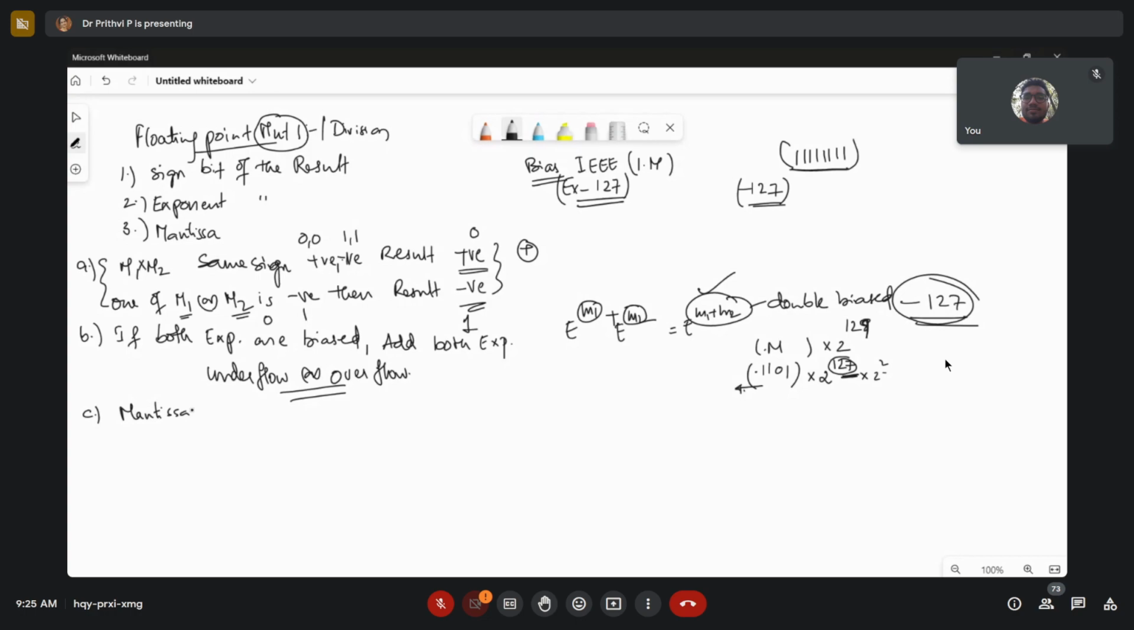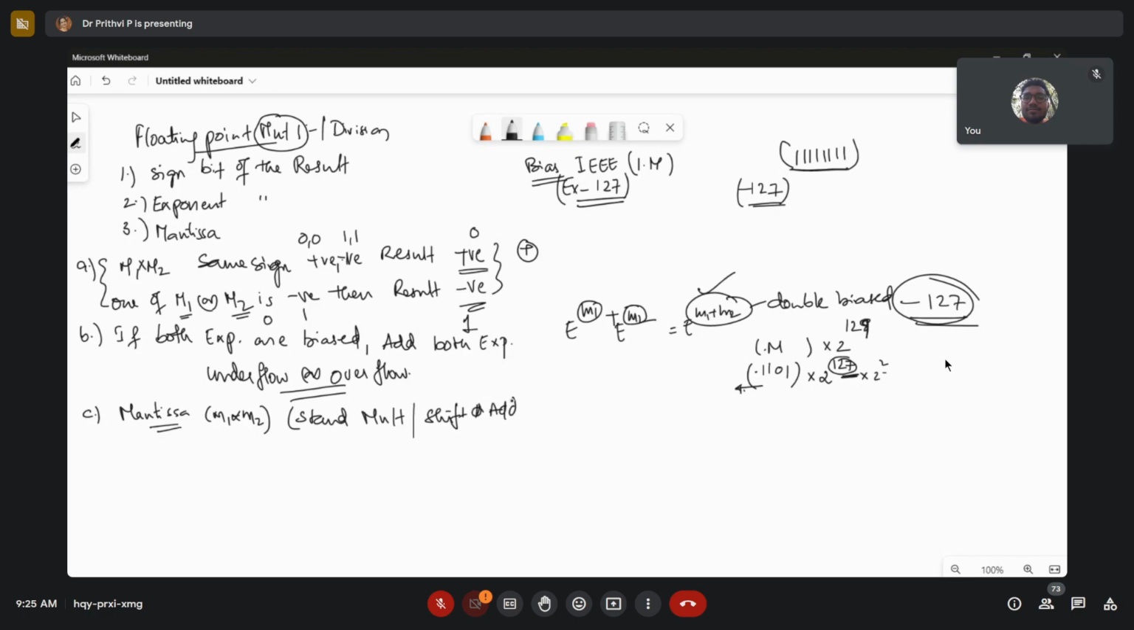Finding the mantissa of the product. This is the significand of the resultant product, because you are multiplying two values, m1 into m2. So it is a normal multiplication we try to do. For normal multiplication you can use Booth's algorithm, or any standard multiplication. I think you can use shift and add multiplication also.